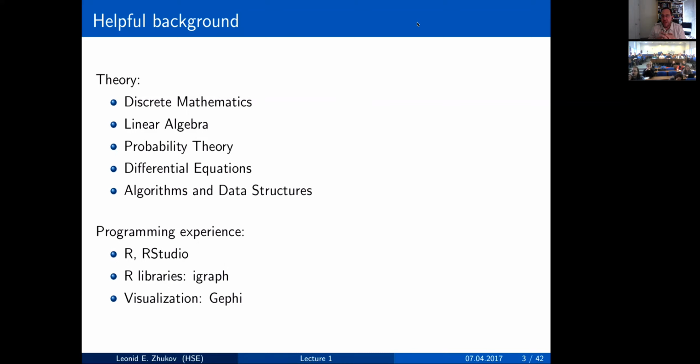We're going to be using the R programming language, and in particular, we're going to be using RStudio to do programming. And we're going to be using particular libraries. It's called iGraph, and most of the computations will be done in iGraph. So, for you, programming will be mostly scripting, so putting together calls to different functions. And we're going to be doing some visualization, and that's going to be done in iGraph or in a standalone program called Gephi.